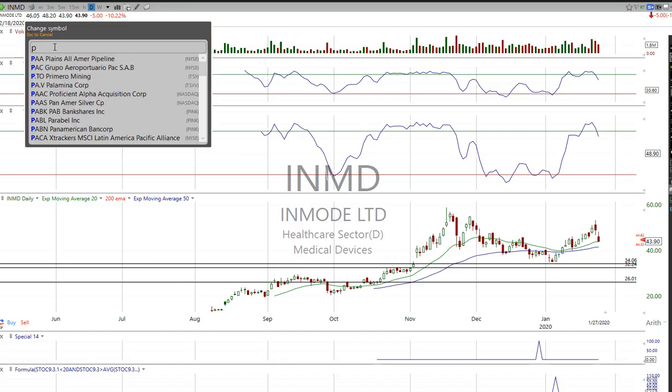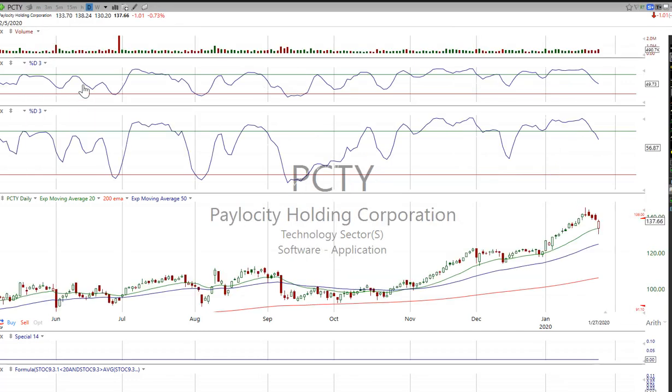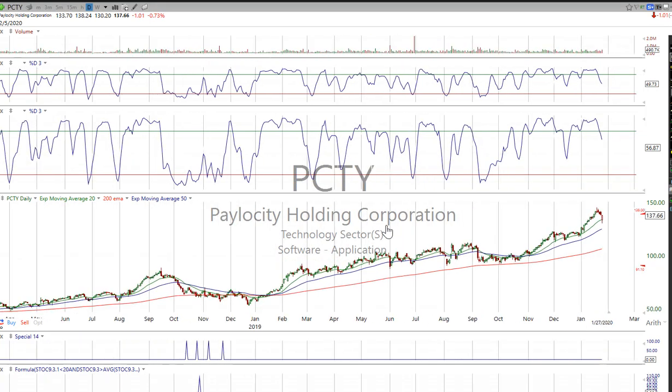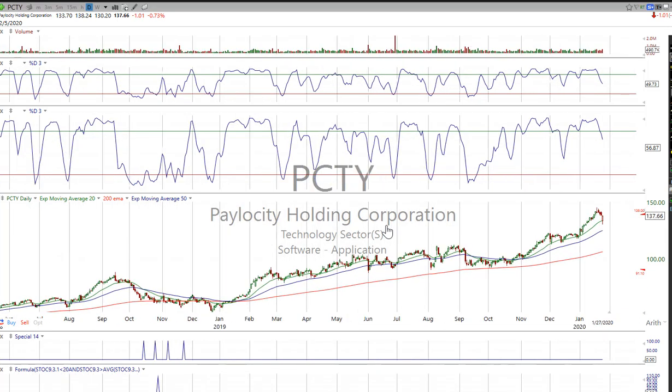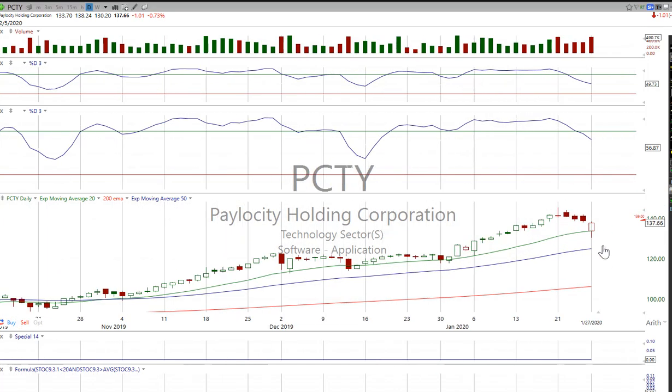It looks like PCTY. That's an interesting one. Wow, look at that thing here, scream. My God. Nice pullback. I mean, it did get hit, bounced back really nice. These have to set up a little bit better.